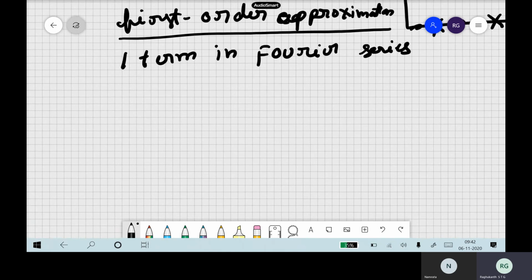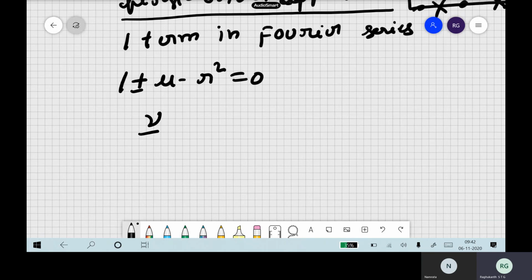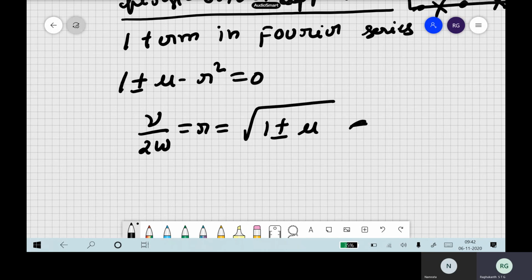Okay, let us say the first term, and we are interested in the first root itself. Then you have only one term: 1 plus mu minus r squared is equal to 0. You will solve this expression. So nu by 2 times omega, which is r, becomes 1 plus r minus mu. You can approximate this as 1 plus r minus half times mu.